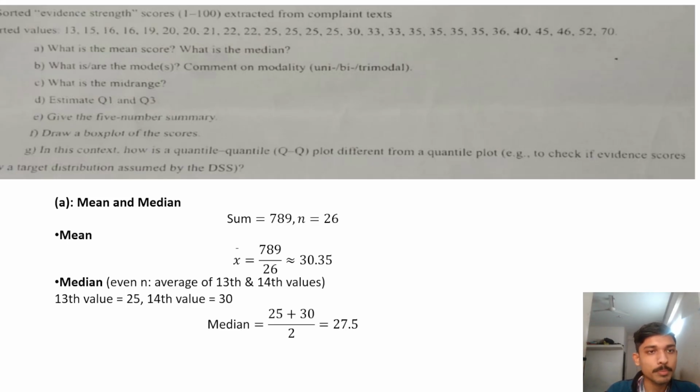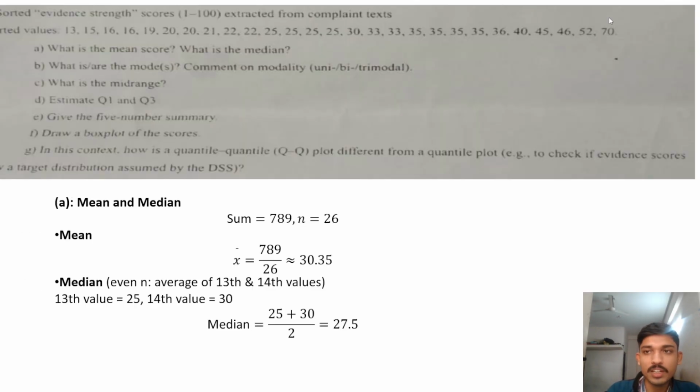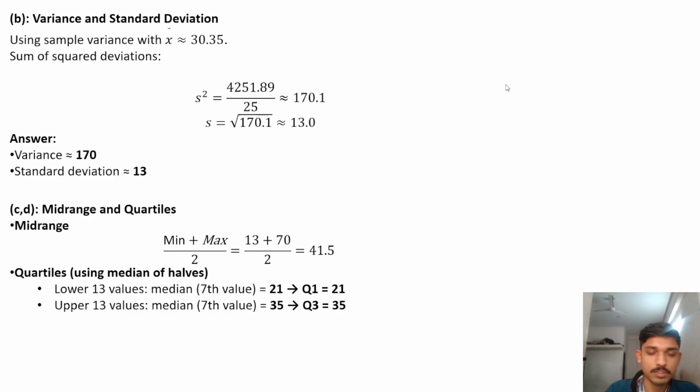The next part B is: what are the variance, mode and standard deviation. We already discussed the standard deviation formula, and with this formula we get the variance as 170, and we take the square root of it, then it becomes 13. And the C and D part is mid-range and quartiles. So mid-range is basically the minimum term, which is 13, plus the maximum term 70, divided by 2, so it becomes 41.